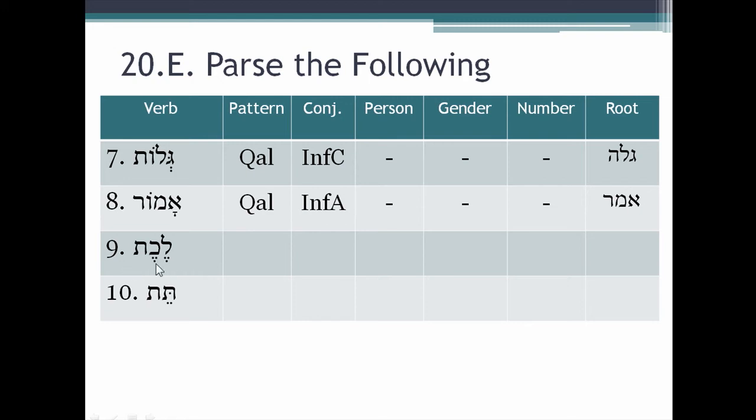Number 9, leket. Familiar pattern, segol, segol tav. We know that's a kal infinitive construct. What would the lemma be? These are often first yod. Do we have yalak? No, we don't. But you remember that we have halak. It behaves just like them. So kal infinitive construct from halak. And number 10, I told you to memorize this one, tet. Kal infinitive construct from natan.